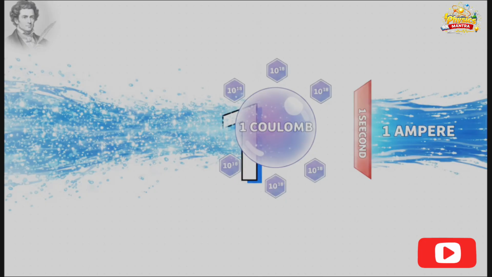When we measure the rate of this massive flow, we use the Ampere, named after the brilliant French scientist André-Marie Ampere. Mathematically speaking, 1 ampere is simply 1 Coulomb of charge passing by a specific point every single second. It's really just a pure, straightforward measure of flow rate.